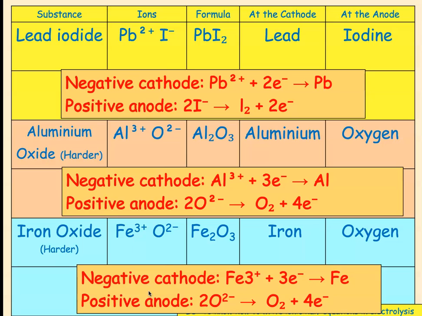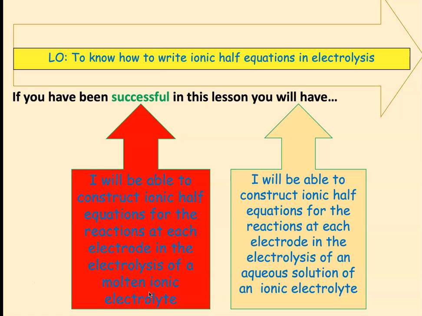Same thing again with the iron oxide. At the cathode, we've got Fe3+ plus 3 electrons give us Fe. And at the anode, we've got 2 oxide ions with a charge of -2, giving us an oxygen molecule plus 4 electrons. If you're having any trouble with this, then go back and keep having a look at it and see if you understand. That's our first success criteria.